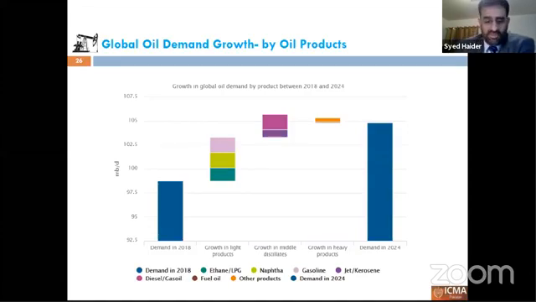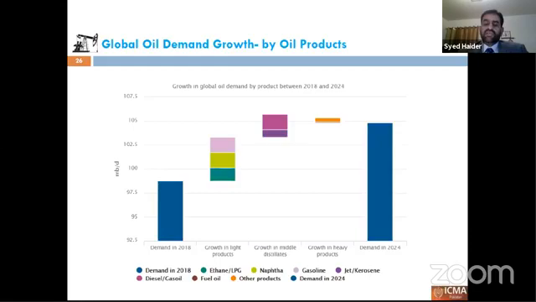So the growth in the light products would be, as you can see, ethane, naphtha, gasoline, jet, kerosene, diesel, gas oil, and all these have different consumption levels and demand as time passes. Then there are the other products, which means products made from petroleum, used by different categories. Naphtha is used for the other products as well. So by 2024, this demand is going to be about 104 million barrels per day.